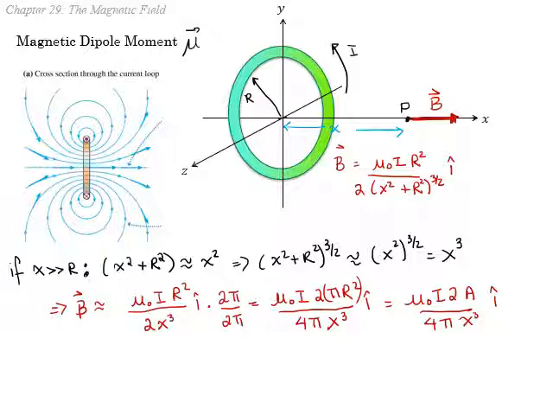So now this is an expression for the magnetic field as long as we're kind of far away. Turns out that this is true regardless of shape. It doesn't have to be circular. You can prove it's true for other shapes as well.